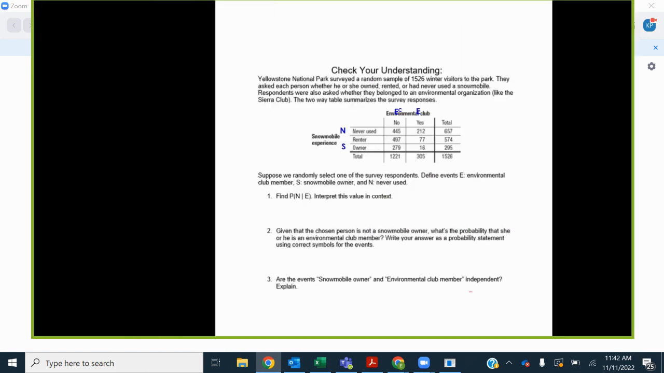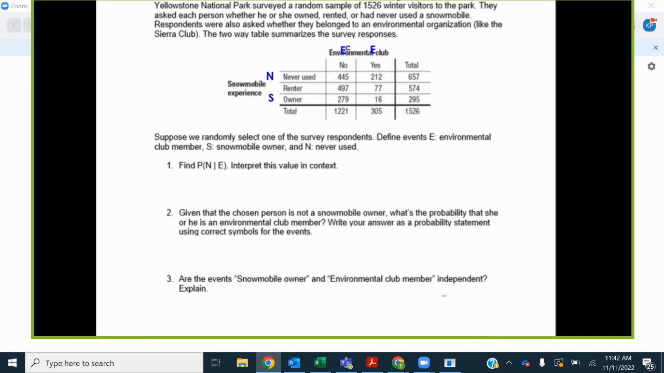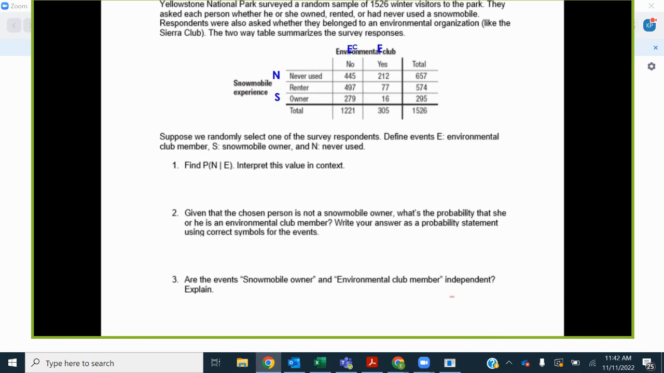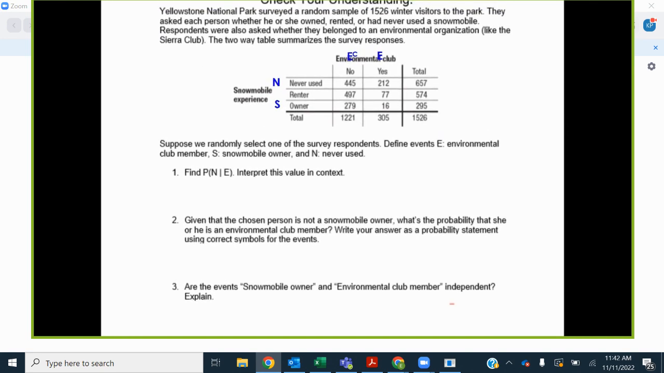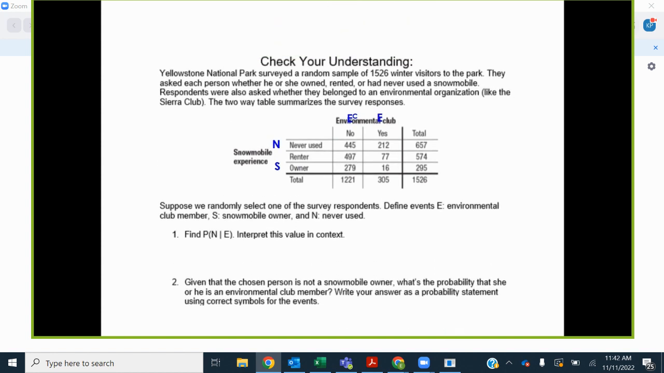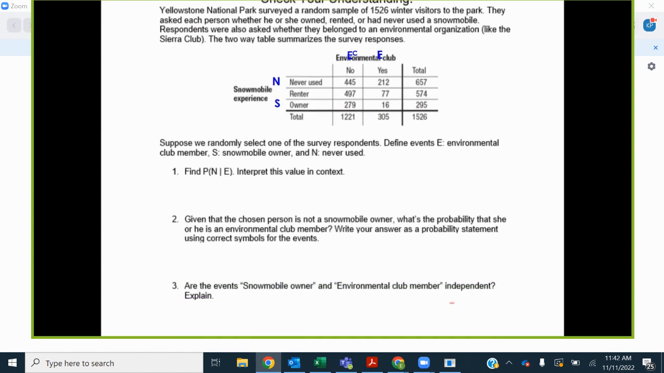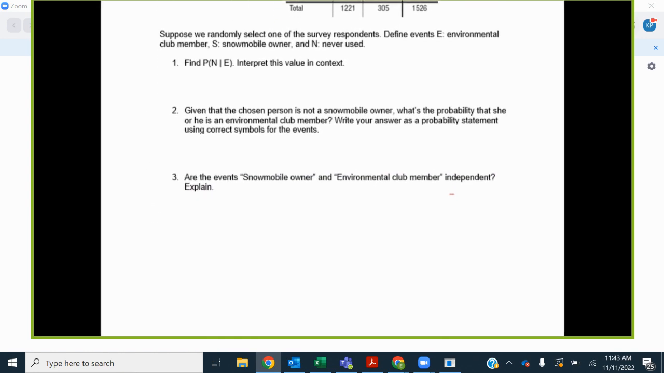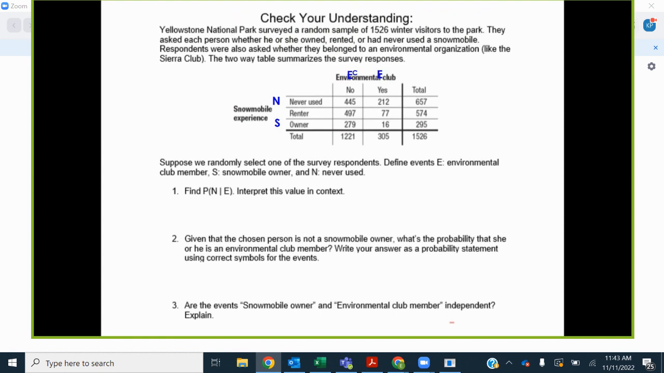Here's a good chance for you to practice on this check your understanding. I went ahead and labeled what it said to use. They say E for environmental club, S for snowmobile owner, and N for never used. So you just want to use those same letters so that your answers can be in line with the problem. I'm going to pause here. You're going to pause here. Try to check your understanding, and then you can come back to check the answers when you're ready.